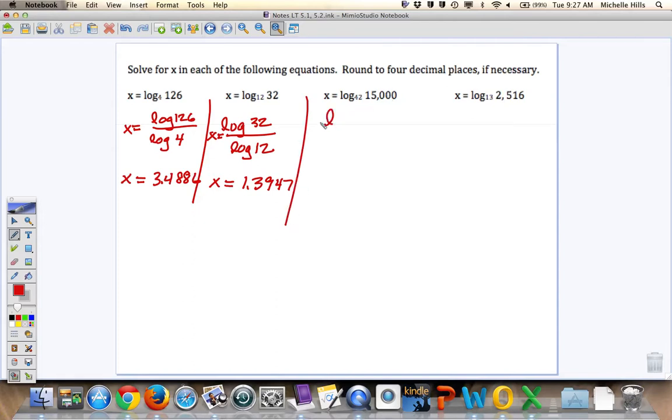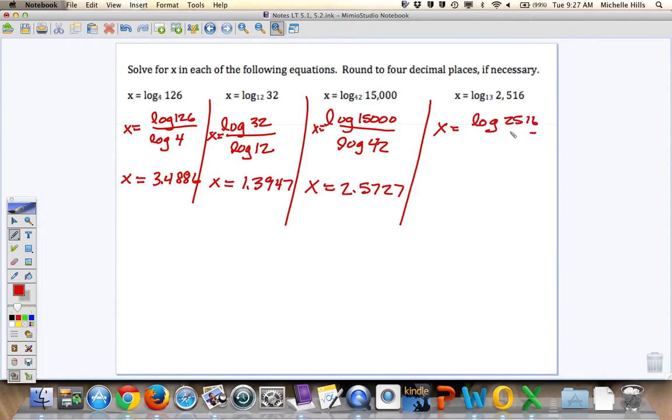42 to what power is 15,000? Well, I'm going to take the log of 15,000 divided by the log of 42, and 42 to the 2.5727 power, rounded to 4 decimal places, is going to be my answer. 13 to what power is 2,516? Well, to find that answer, I'm going to take the base 10 logarithm of 2516 and divide it by the base 10 logarithm of 13. So 13 to the 3.0529 power is 2,516.